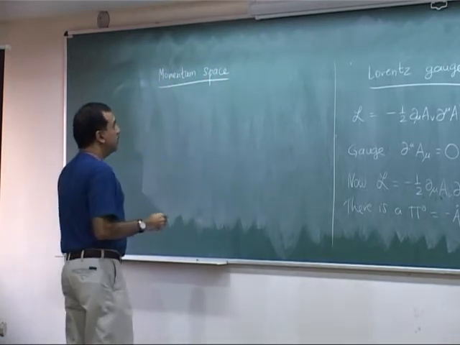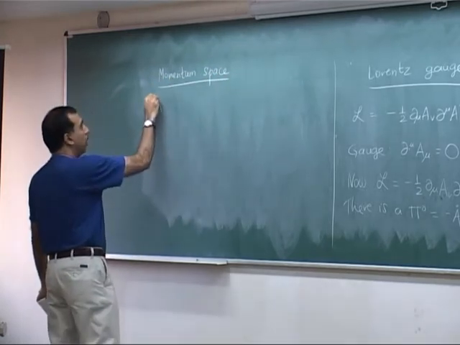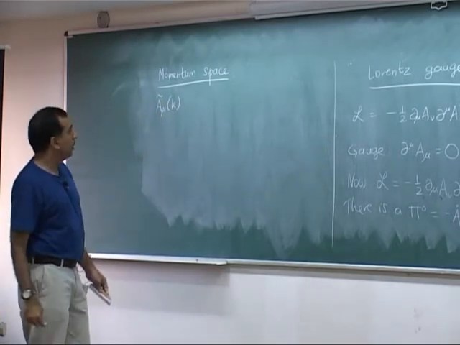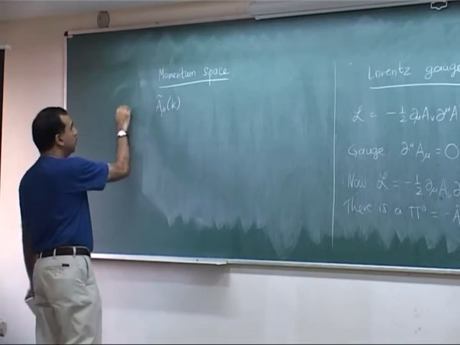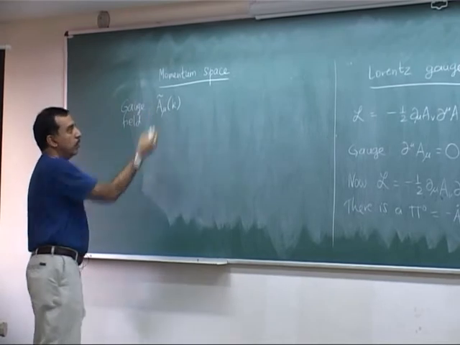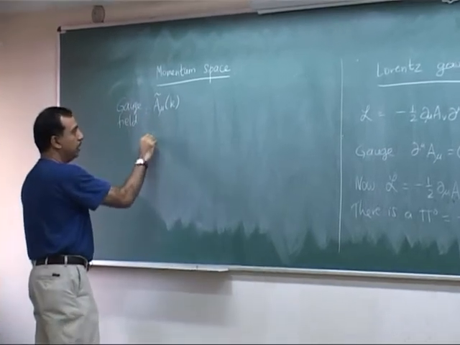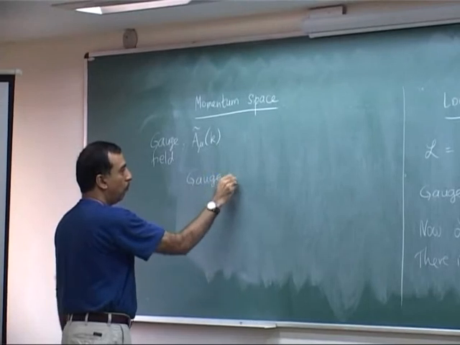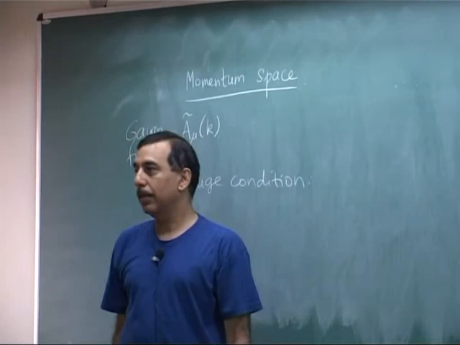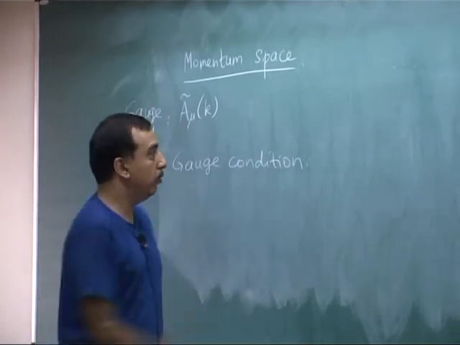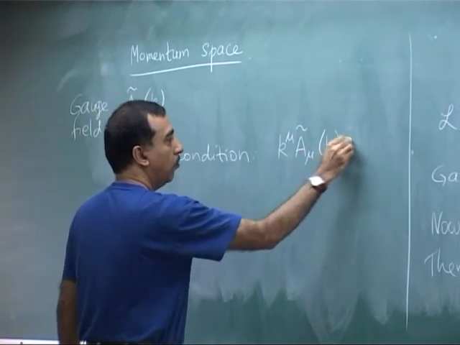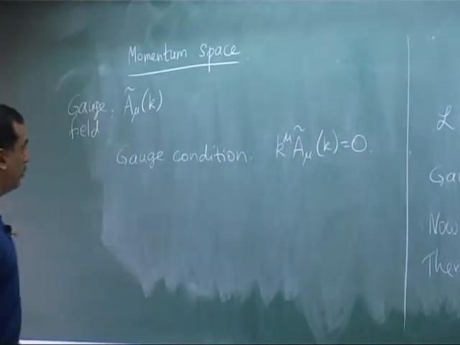So in momentum space, instead of the gauge field, I have its Fourier transform Ã_μ(k). The gauge condition, this is the gauge field, is just the Fourier transform of the original one. The gauge condition is what? What is it? k^μ Ã_μ equals 0. And the residual gauge freedom is what?